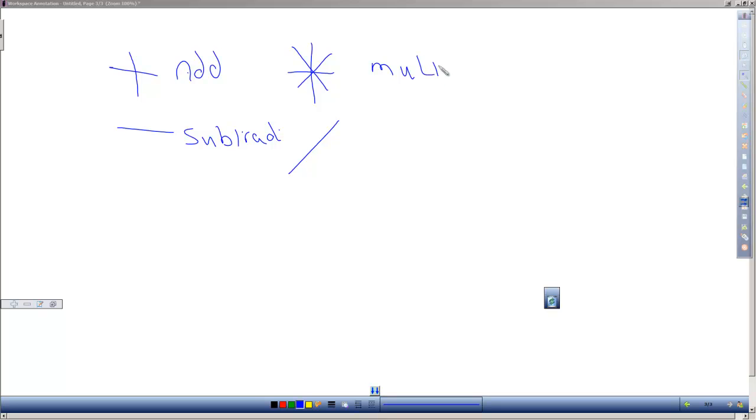We have, of course, the standard math functions. We have addition, use a plus sign. Subtraction is a minus sign, as we would expect. You use an asterisk for multiplication and a slash for division. So we've got add, subtract, multiply, and divide.